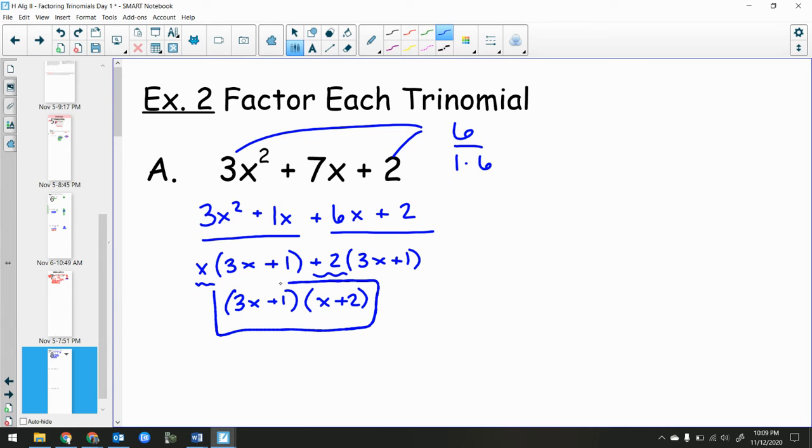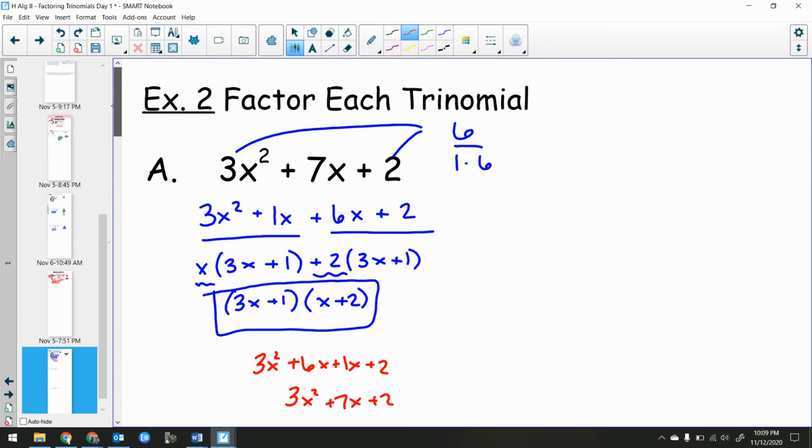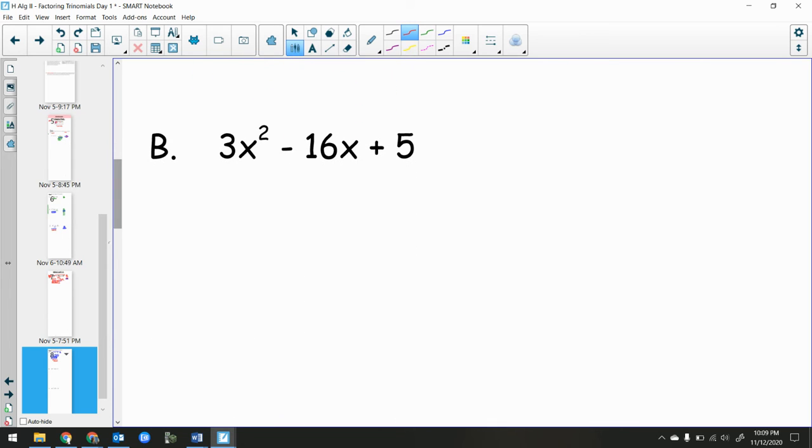If you wanted to check your work, you can FOIL that back out, right? First, outer, inner, last. 3x times x is 3x squared. 3x times 2 is 6x. 1 times x is 1x. 1 times 2 is 2. 3x squared plus 7x plus 2. I shouldn't box that. This is just the check. Did I get what I started with? Yeah. All right, so let's keep it rolling here.